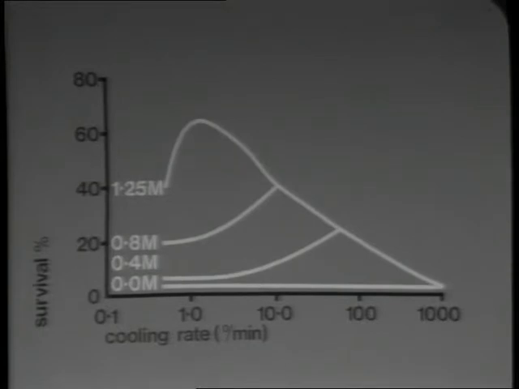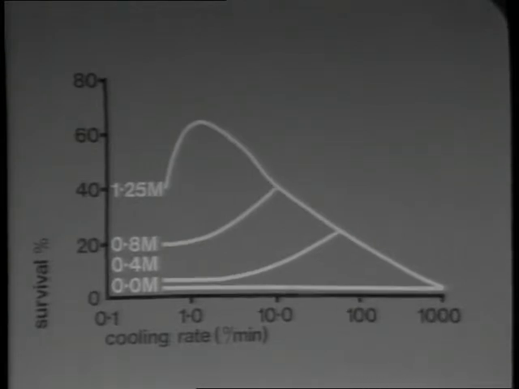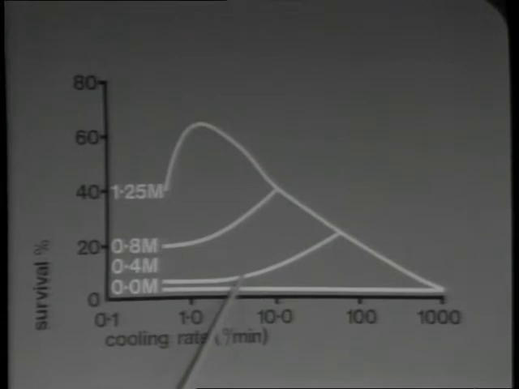Now you'll remember that earlier on I showed that there was no survival of mouse bone marrow cells at any cooling rate in the absence of a cryoprotective agent. That's this line here. But as the concentration of glycerol is increased, 0.4 molar, 0.8 molar, 1.2 molar, so increasing maximum survival rates are obtained, and the cooling rate giving the maximum survival rate becomes progressively slower.